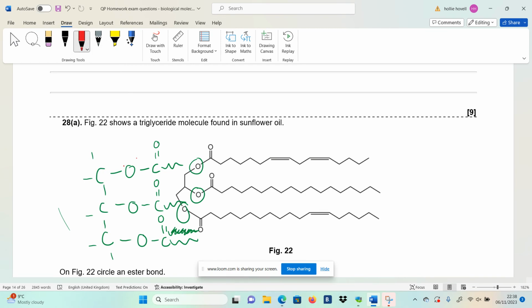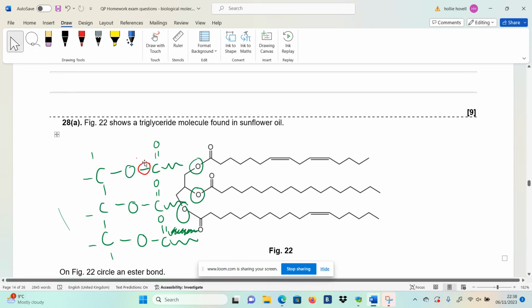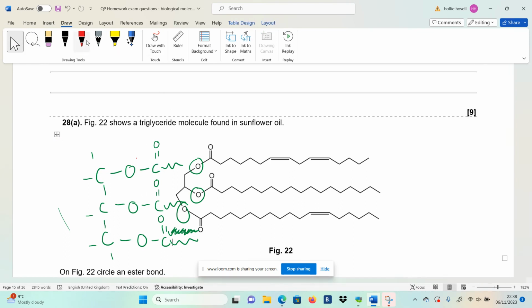Now, when you circle the bond, you don't circle it like that. You have to circle whatever's at either end of the bond. So in this case here, you would circle round the oxygen because that's at one end of the bond, round the carbon because that's at the other end of the bond, and then because this double bond O is attached, you circle that as well.